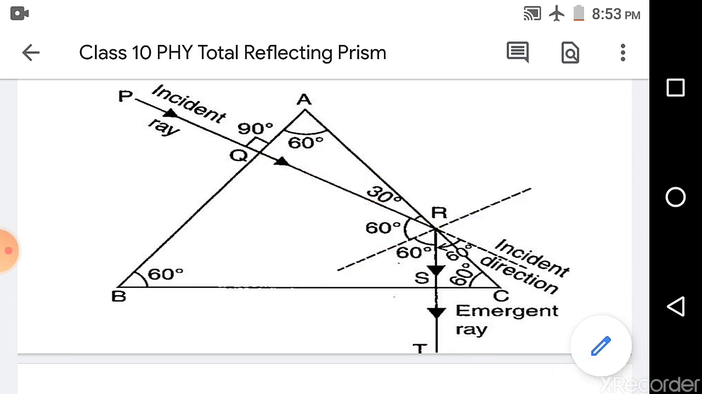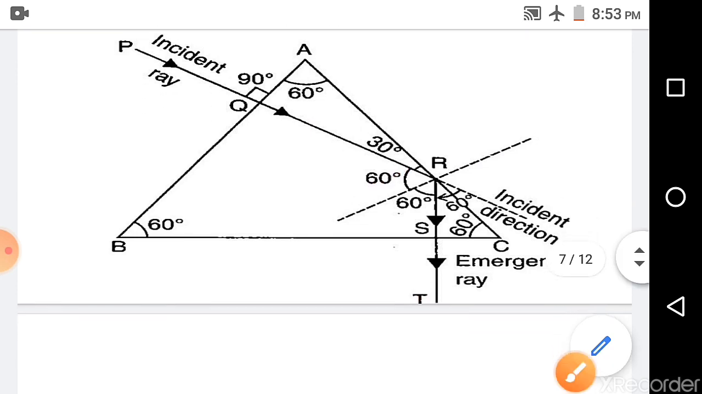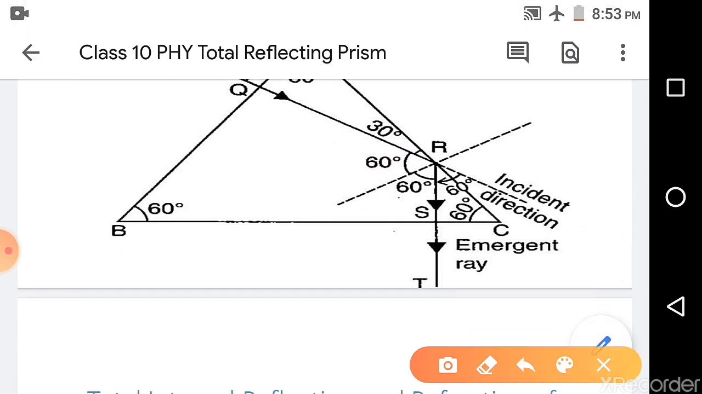The 60 degree is the angle of incidence, which is greater than the critical angle, 42 degree. So the light ray is reflected totally. There is no refraction. Total internal reflection is there, and the light ray is reflected with an angle of 60 degree.